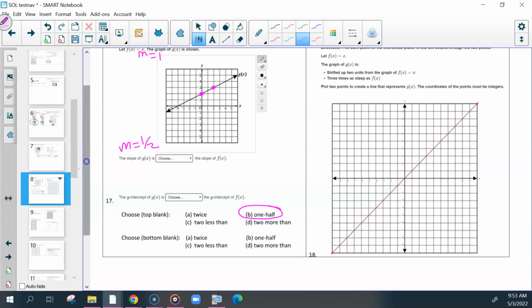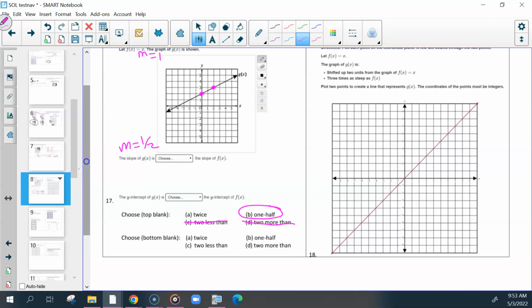So anytime we have less than or more than, that's talking about did it shift up, did it shift down. So those answers would not go for slope. Anytime you are multiplying or dividing, that's going to talk about slope. So if we're comparing this one to one, did we multiply by 2 or did we divide it by 2? From 1 to 1/2. Divided by 2, so it'd be 1/2 of this original slope.